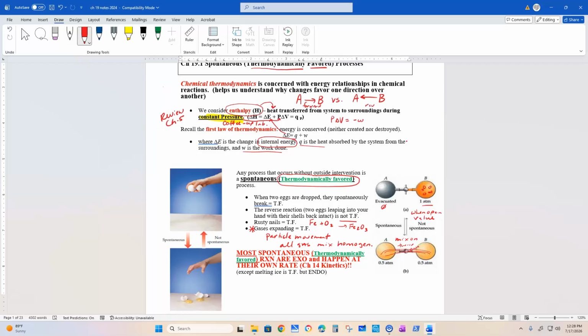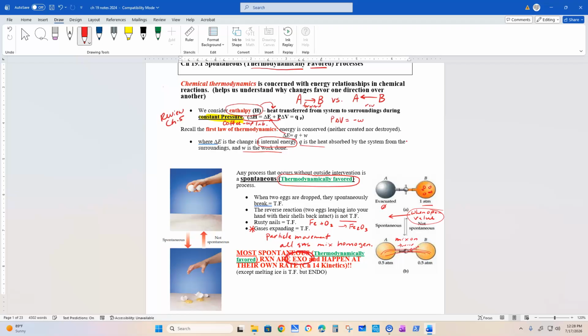But will the gases go back to the one side? No, they won't do that. So that's why, and I'm going to put this over here, when you open the valve, the gases will mix on its own, but they won't go back into the original container. It doesn't work like that. So how do we know if something is thermodynamically favored?